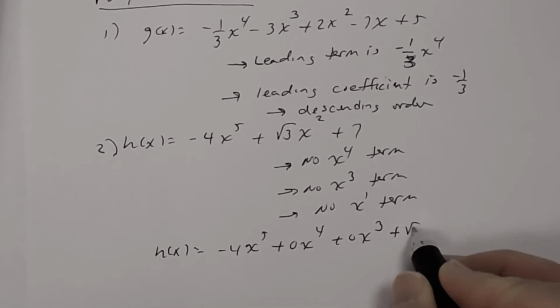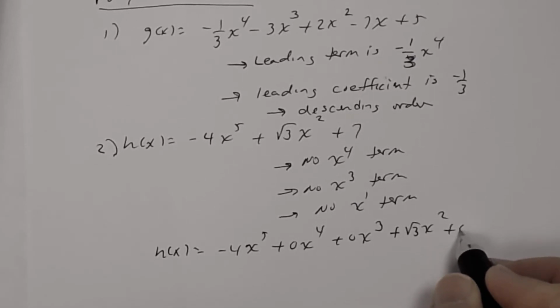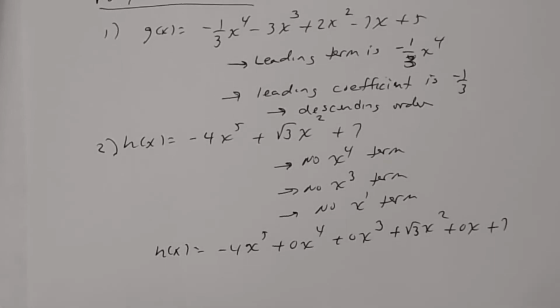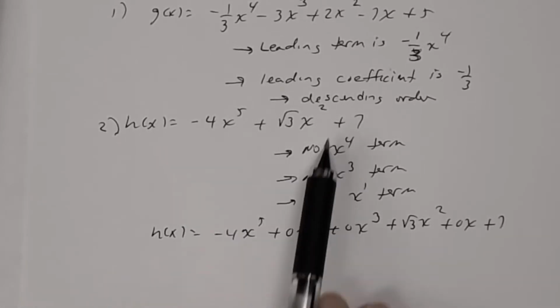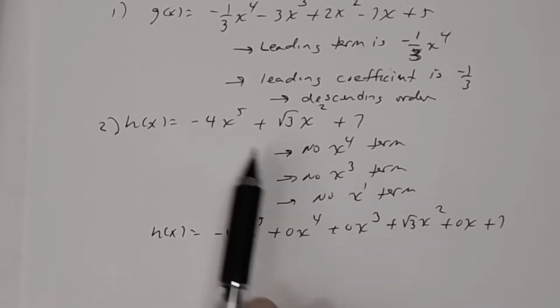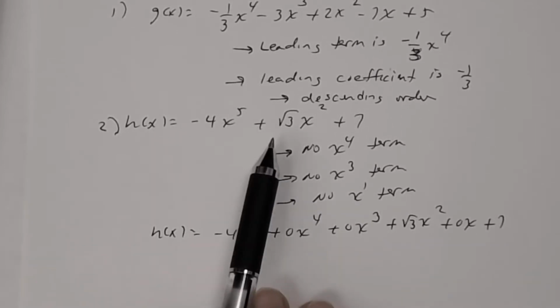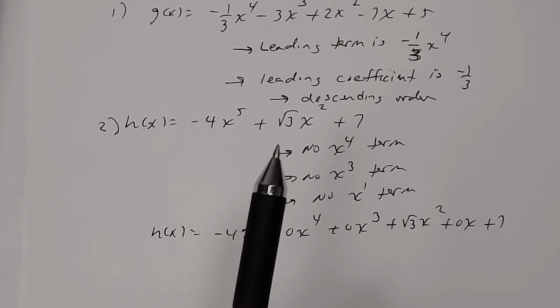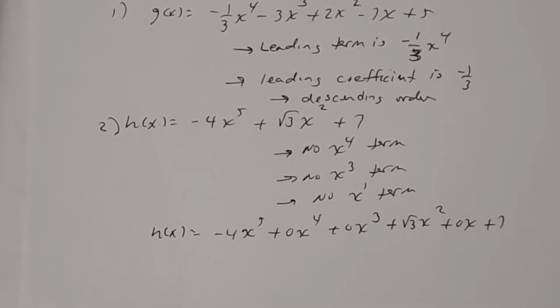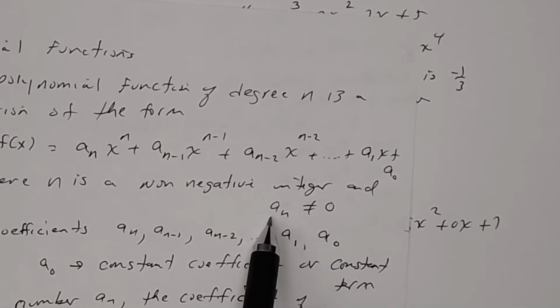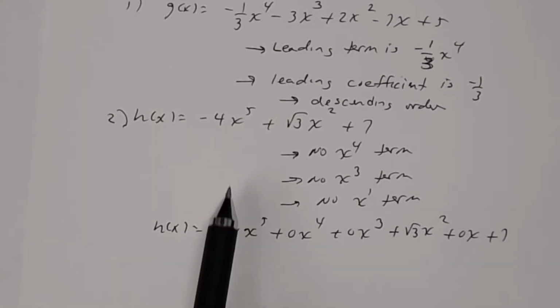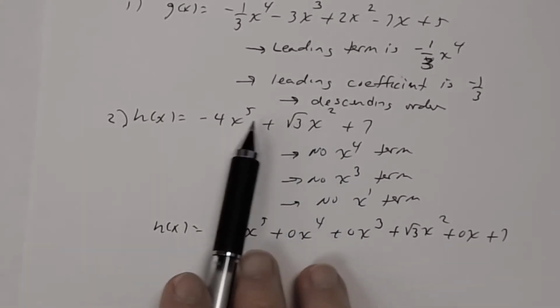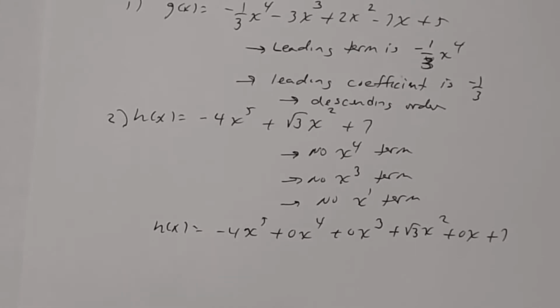And then plus the square root of 3x squared plus 0x to the first plus 7. All right? So this makes you understand that that's this. But this is still a polynomial function, even though you are missing some terms. You're missing terms because the coefficients are zeros. Now remember, the definition said that the leading coefficient cannot be 0, right? So which one of these is your leading term? I have 3 terms here. Which one's the leading term? Remember, the leading term is the one with the largest exponent.